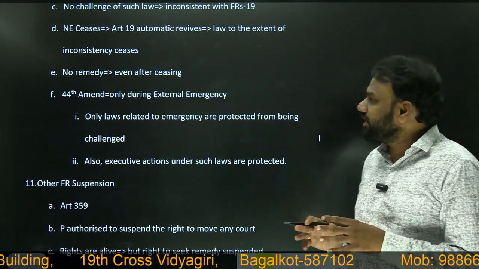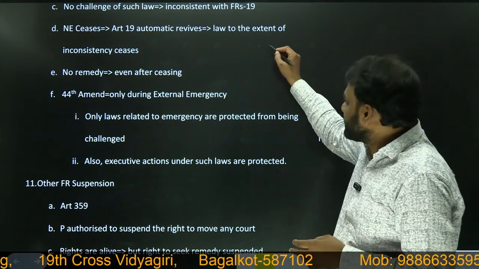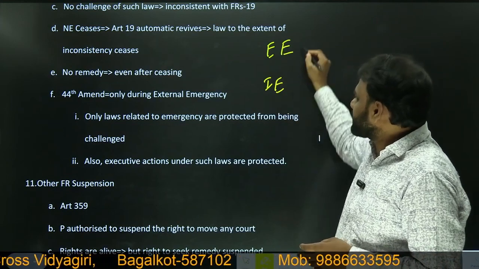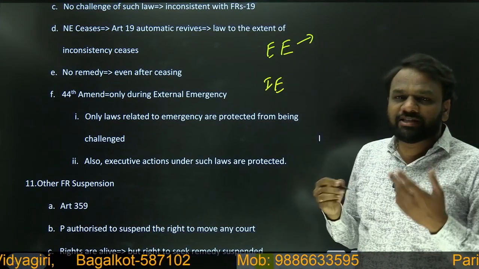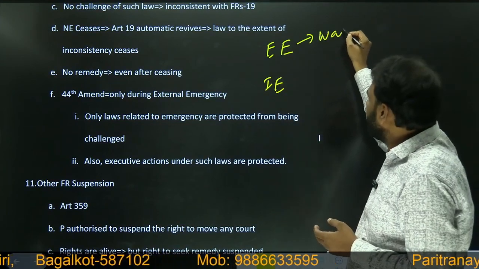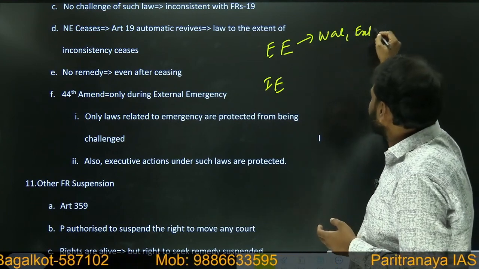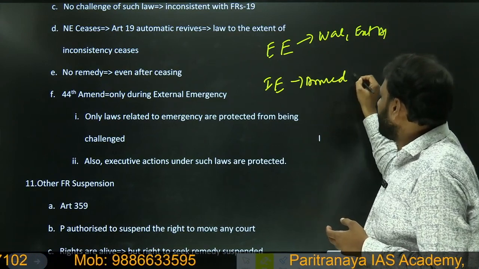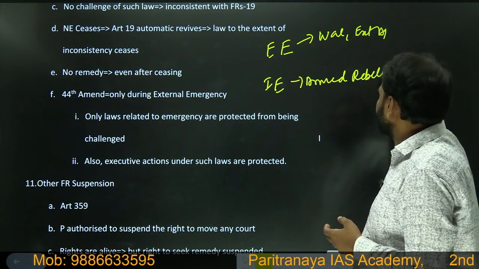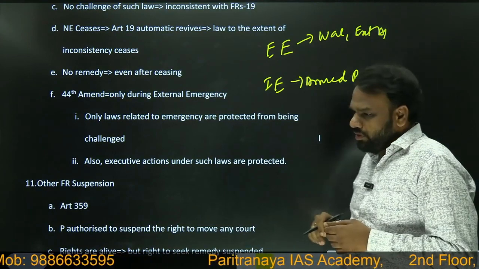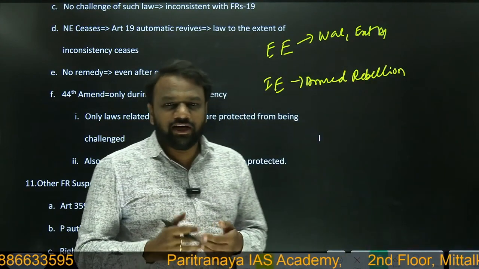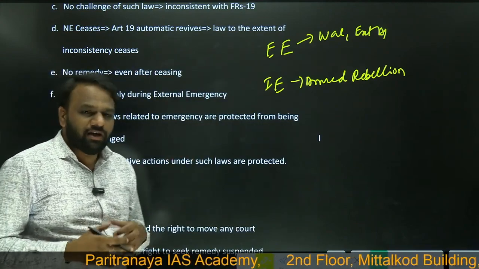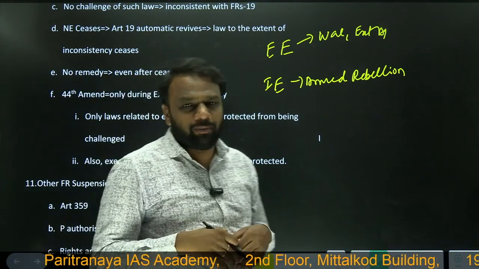So we have classified the national emergency into two types: external emergency and internal emergency. External emergency is when the emergency is declared on the grounds of war or external aggression, whereas internal emergency is armed rebellion. We have already seen this in the previous class. When we say external emergency, it means we are fighting with the enemies. But when we say internal emergency, it means our own people are fighting against our own government.